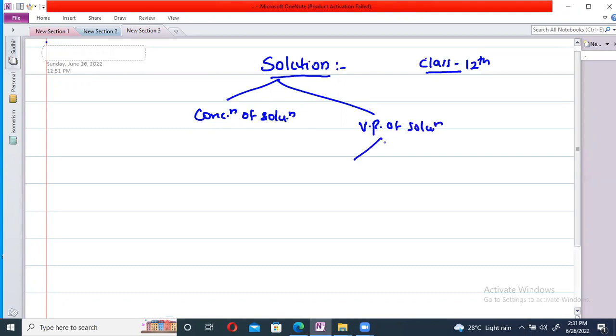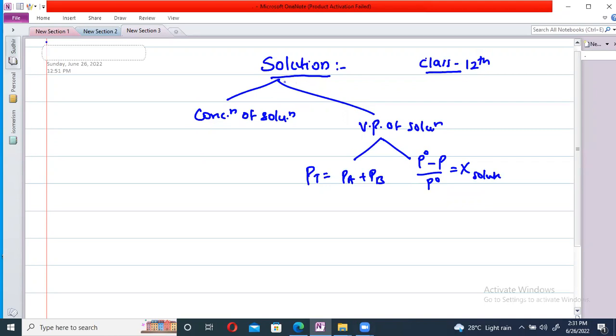In the vapor pressure of the solution, we are going to learn two parts. One is called Raoult's first law and Raoult's second law. Pt equal to Pa plus Pb is the first part. And the second part we are going to learn is Raoult's law, that is, P naught minus P by P naught equal to mole fraction of the solute. These are the two parts.